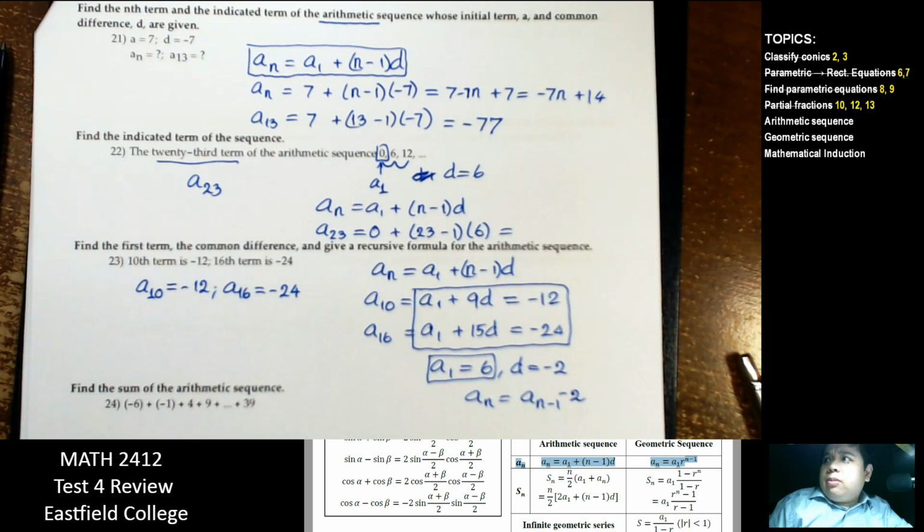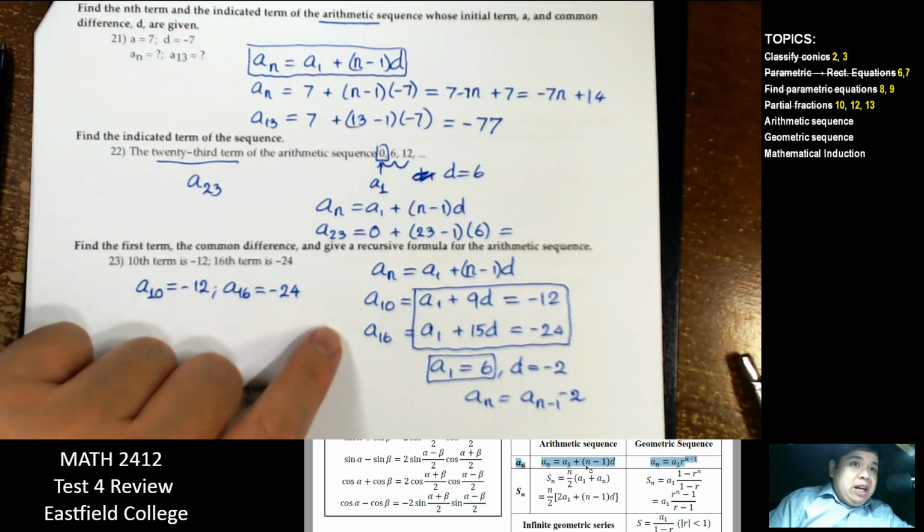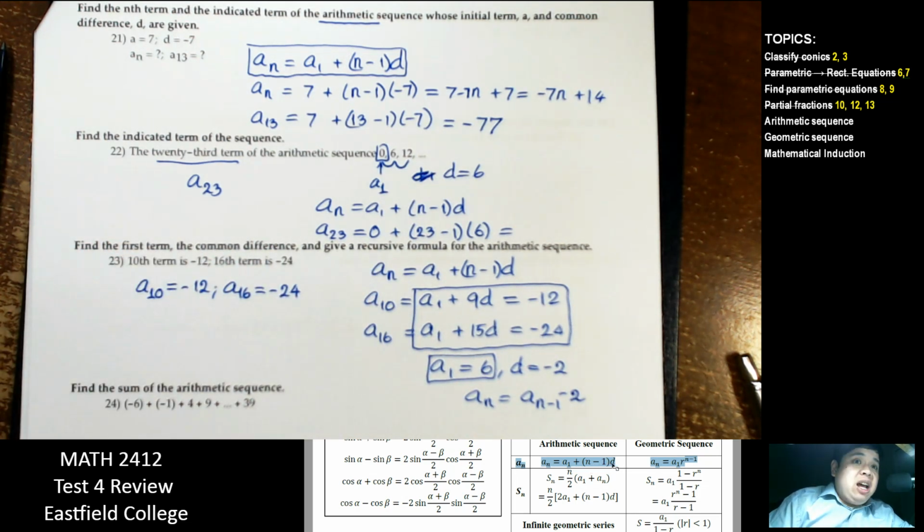So both of them have a formula for the nth term. We start from the first term, a1. Both of them have a1. In arithmetic, we take n-1 steps, and each step we multiply by d. So we have a1 plus (n-1)d.